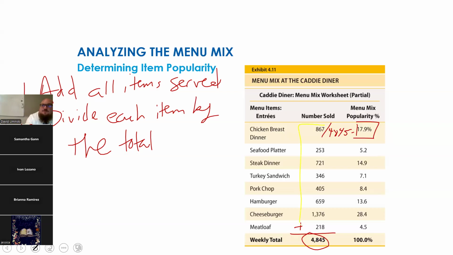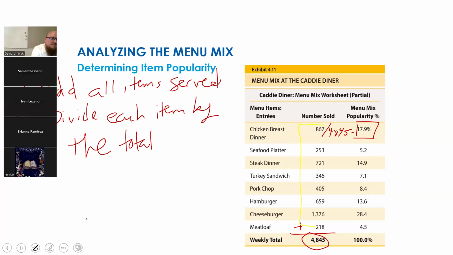This is my part. And this is the whole right here. So we divide part divided by the whole. And that will give you your percentage for each item that's sold. That's how popular something is.